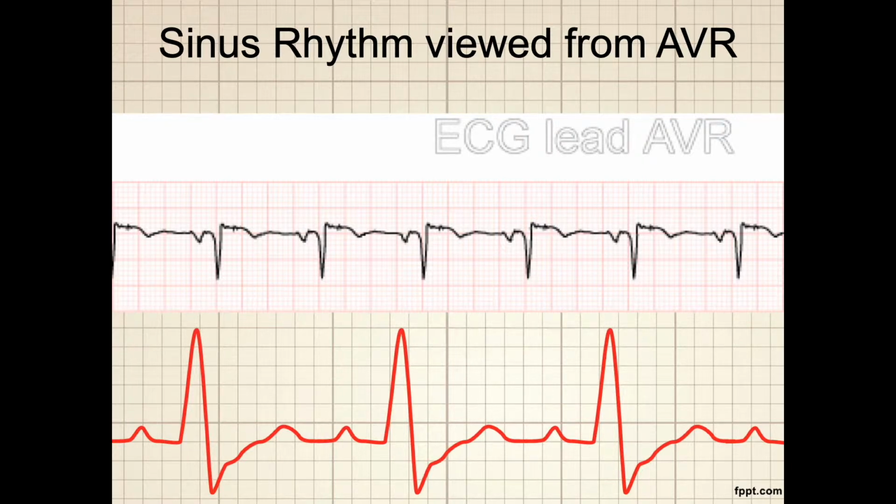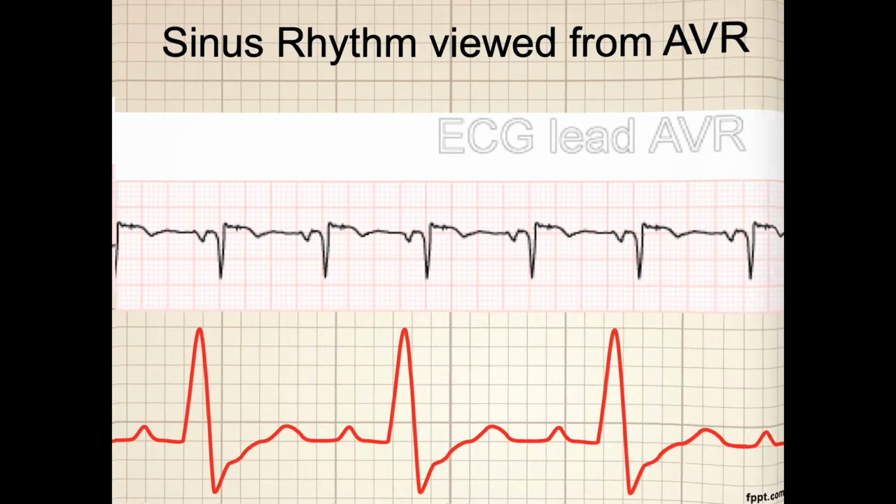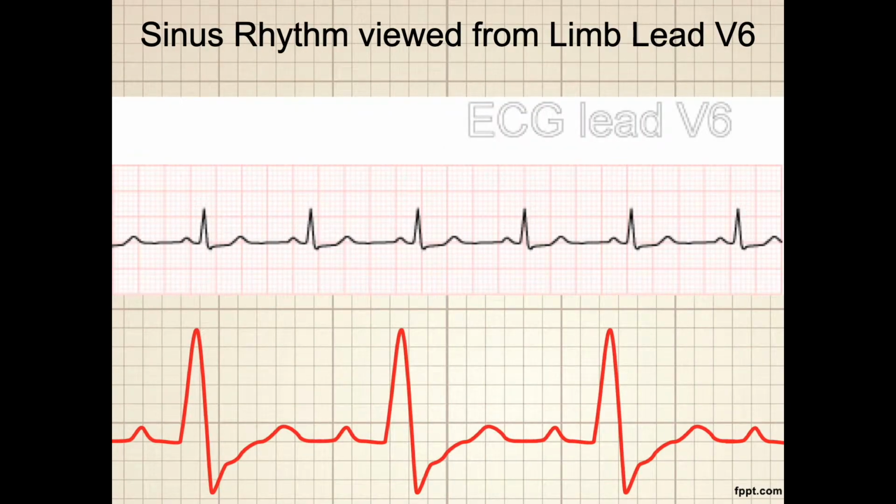But we should go through the algorithm, making sure that it is regular, that the rate is between 60 and 100, that our intervals are of correct time as well. Once we do all of that, we know that this is indeed normal sinus rhythm, simply read from lead AVR, one of the negative leads. And if you're still not sure that you're looking at sinus rhythm, switch the lead. You may switch it to a positive lead to get it to look a little more like what you were expecting. Because what you're hoping doesn't happen is that you have a dysrhythmia.